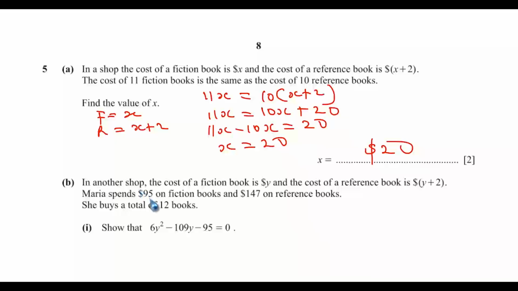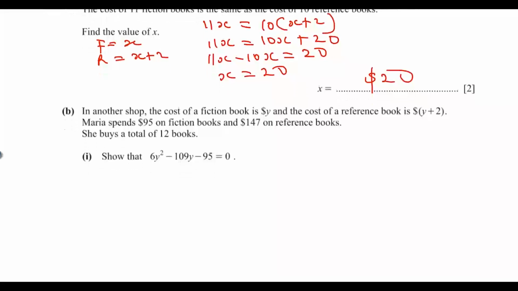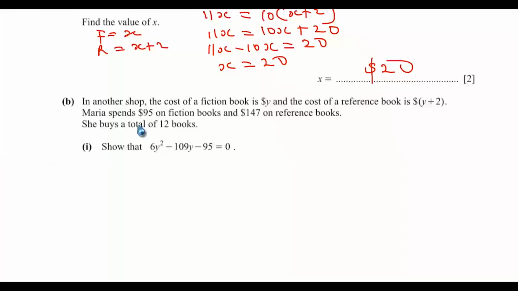In another shop, the cost of a fiction book is Y dollars. The cost of a reference book is Y plus $2. Maria spends $95 on fiction books and $147 on reference books. She buys a total of 12 books. Show that 6y squared minus 109y minus 95 is equals to 0.